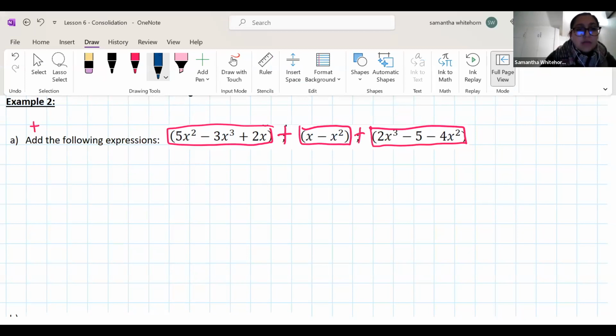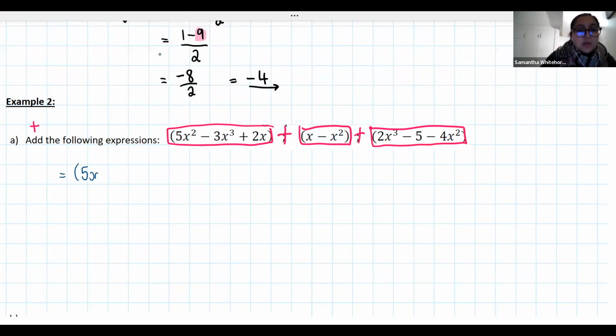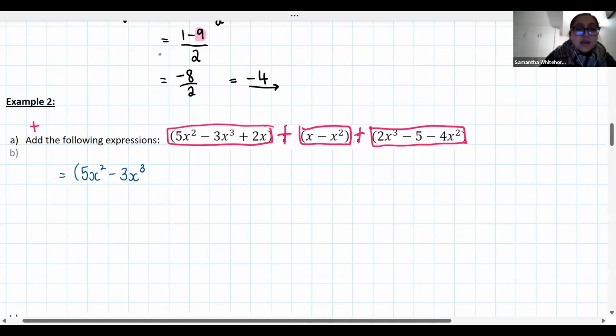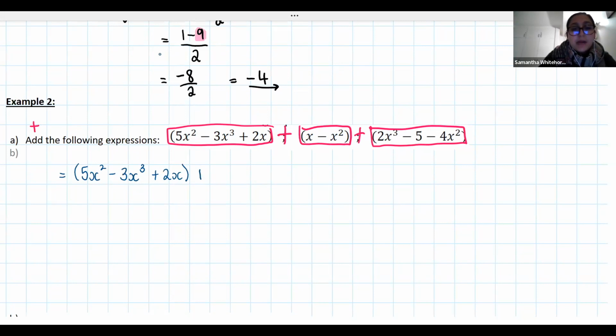So let's do that. We've got 5x squared. I'm just going to keep the brackets for now to remind myself that I'm adding these expressions together and which expressions are which. So 5x squared minus 3x cubed plus 2x plus the second expression, which was x minus x squared, plus the third expression, which was 2x cubed minus 5 minus 4x squared. So I'm adding all of them. That's what I was told to do.